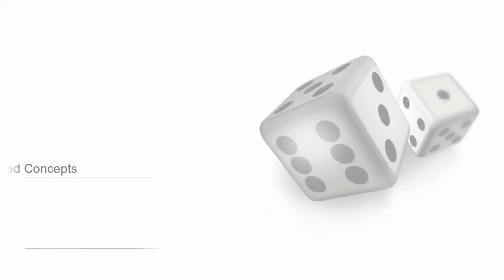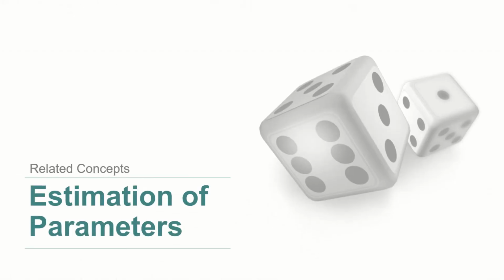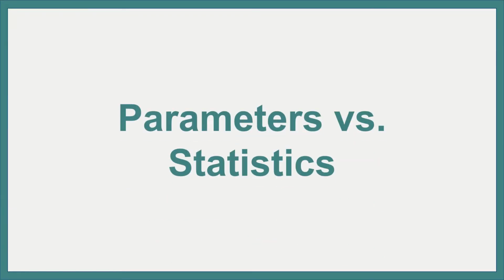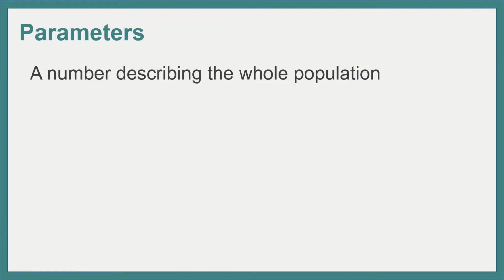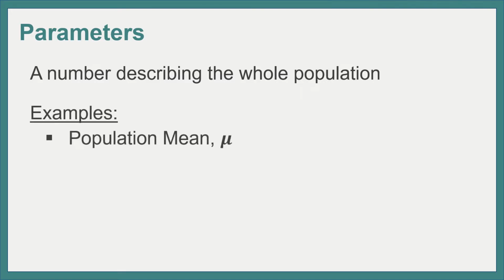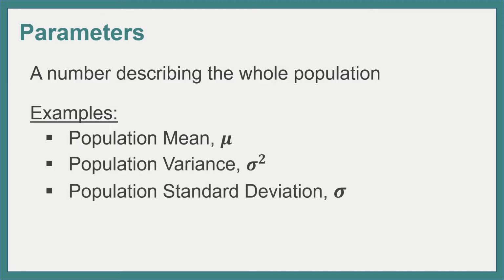So to begin with, let us talk about some of the related concepts in estimation of parameters. First, we need to learn how to differentiate parameters from statistics. When we say parameters, it is a number describing the whole population. These are the values that we use in order to describe the characteristic of a population. So parameters are derived from the entire population. For example, we have the population mean, the population variance, and the population standard deviation.